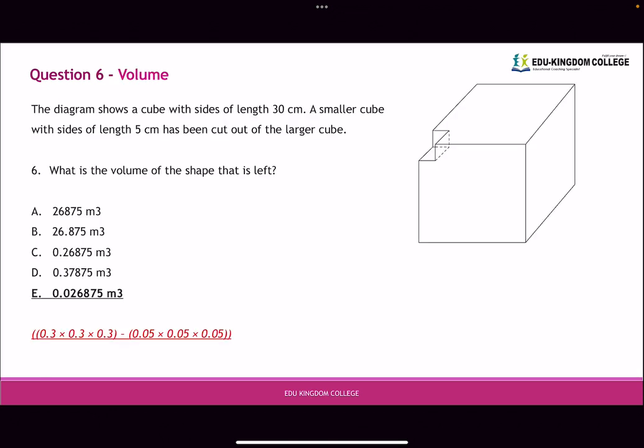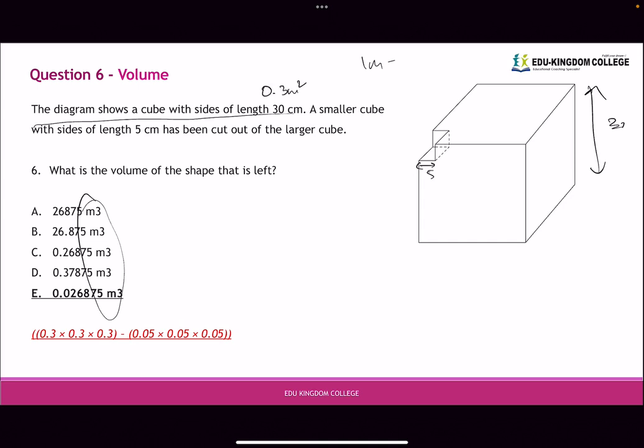Question 6 is a volume question. So we have the working out down here. The diagram shows a cube. It's got side length 30, and then we have a little cube taken out with side length 5. So instead of giving the answer to us in centimeters cubed, they've given it to us in meters cubed. So we're going to convert everything to meters first. So this is 0.3 meters.